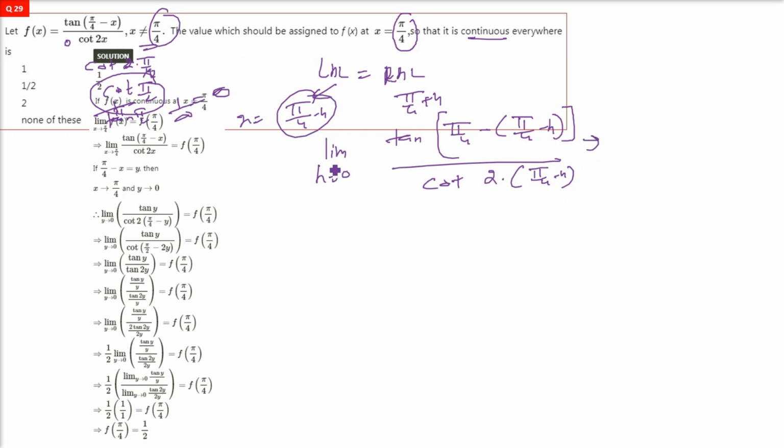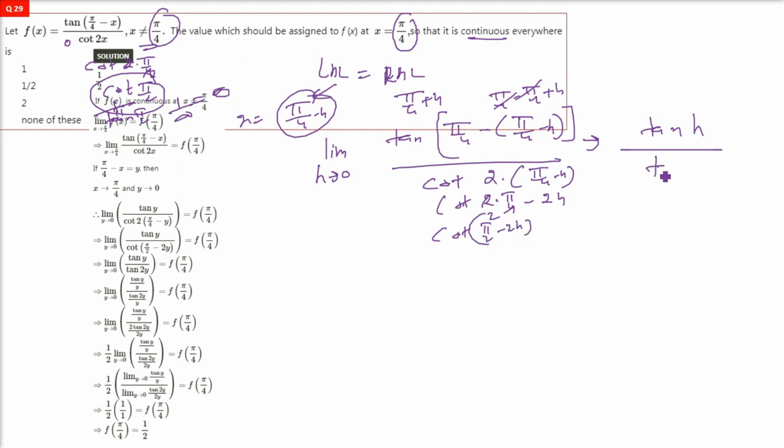So in the numerator you get pi by 4 minus pi by 4 plus h. So it is tan h only. Pi by 4 minus pi by 4 plus h, it gets cancelled. You have tan h, divided by cot, you can just multiply this 2 with pi by 4 minus h. So 2 into pi by 4 minus 2h it will be. So this is pi by 2 minus 2h, and cot of 90 minus theta is tan theta. Cot of pi by 2 minus 2h, so tan 2h it will be. Now tan h by tan 2h.